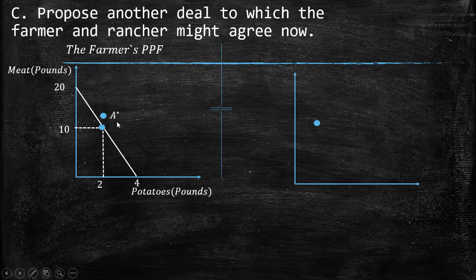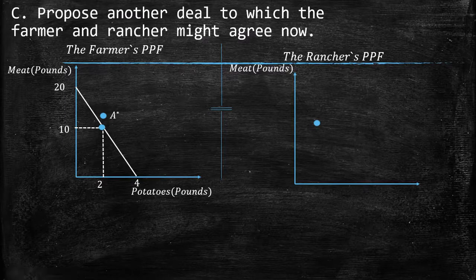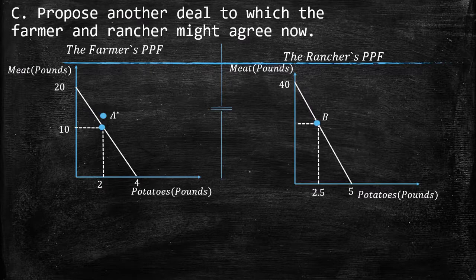And here is not A star, this is going to be the last one. Sorry, this is A. I don't know why it doesn't appear. This is the rancher's production possibility frontier. We have here the potatoes and the meat. The maximum quantity of potatoes the rancher can produce is 5, and on the other side it is 40 for the meat. So we have here the other point.